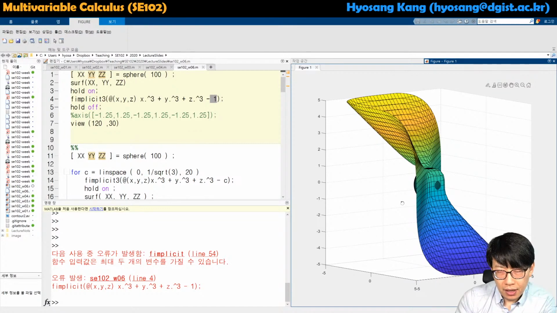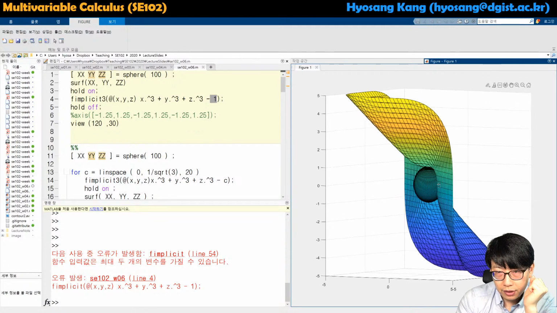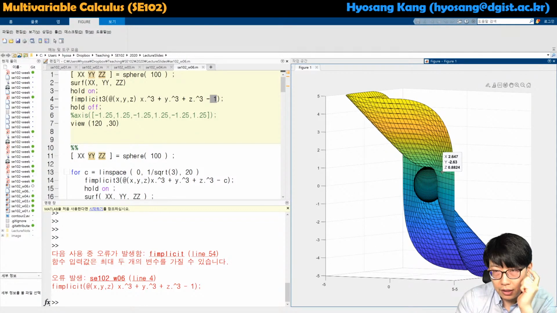So let me take that the other way. I don't want to change the constraints. Our constraint is the sphere. Look at the slide. I only want to analyze the points on the sphere.